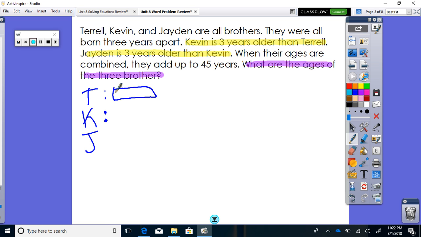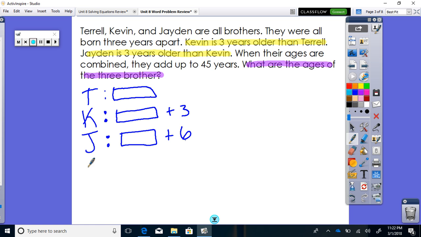Then Kevin is 3 years older than Tyrell. So same age plus 3 years. Not 3 times, just 3 years older. Then Jaden is 3 years older than Kevin. So we have the X. If Jaden is 3 years older than Kevin and Kevin is 3 years older than Tyrell, then Jaden is actually 6 years older than Tyrell. So that's an important piece to this one. You have the plus 3 more years.